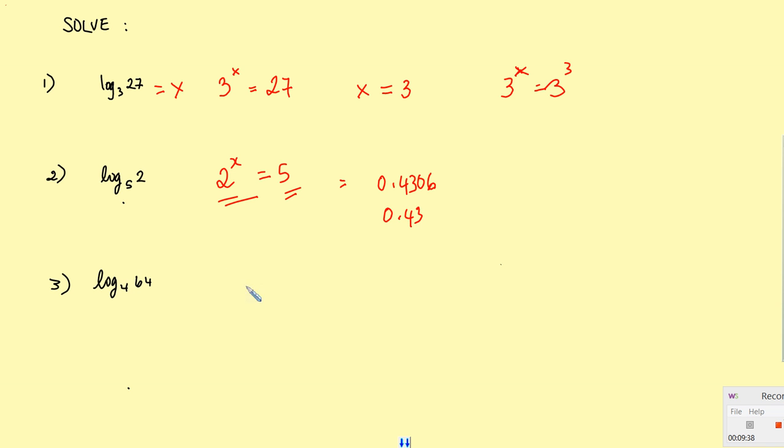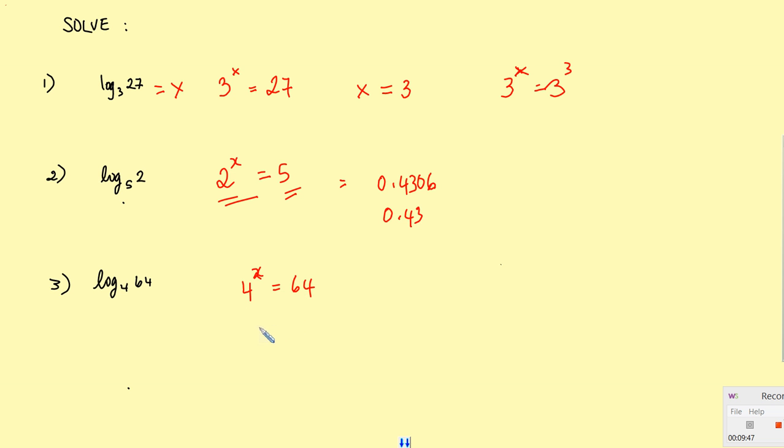If I were to do log base 4 of 64, that's like saying 4 raised to the power of x has to equal 64, and this actually can all be brought down to a base 4, or I could bring it down to a base 2 automatically.